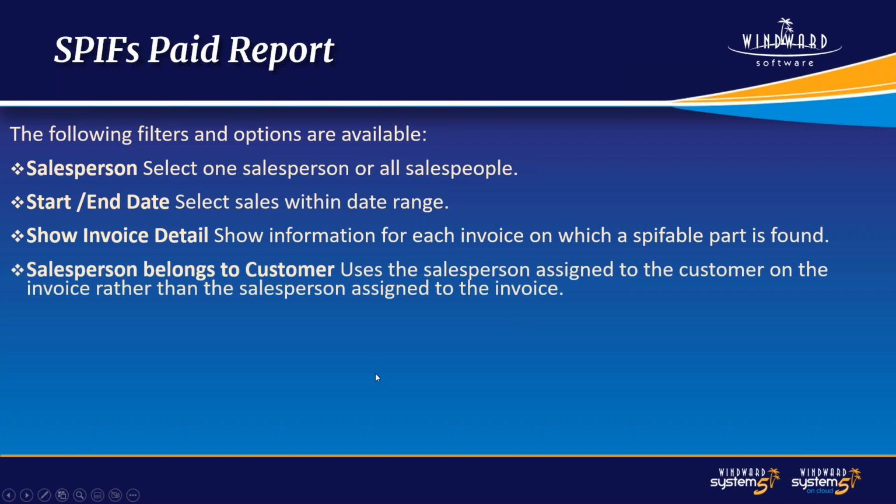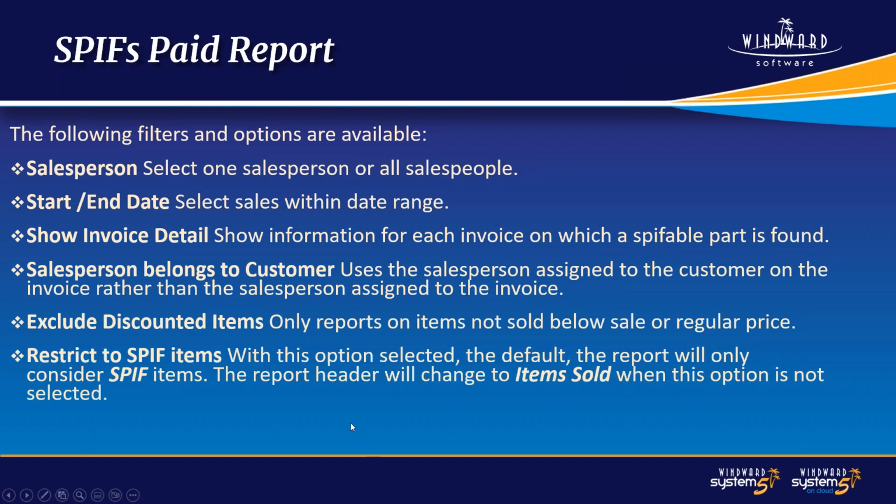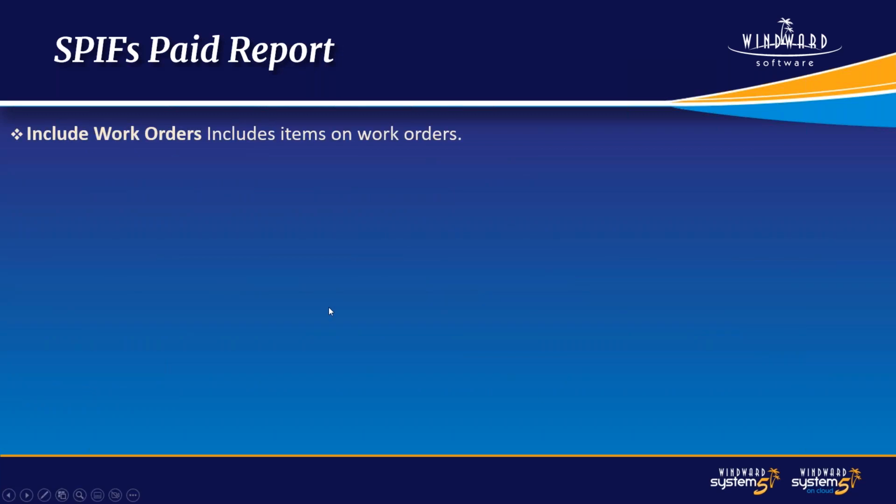Salesperson belongs to customer: you will use the salesperson assigned to the customer on the invoice rather than the salesperson assigned to the invoice itself. The next one is exclude discounted items, so it only reports on items not sold below sale or regular price. Restrict to SPIFF items: if this option is checked, which it is by default, it will only consider SPIFF items, and the report header will change to items sold when this option is not selected. The other available filter is include work orders. If you want to include the work orders on the report, you just need to select this option.